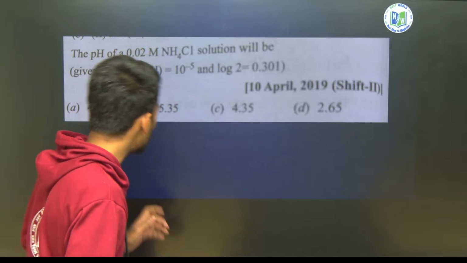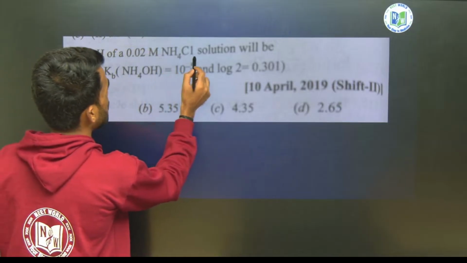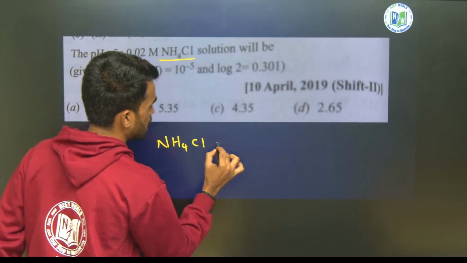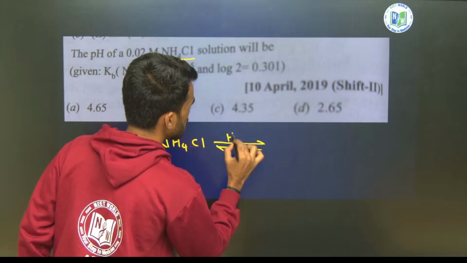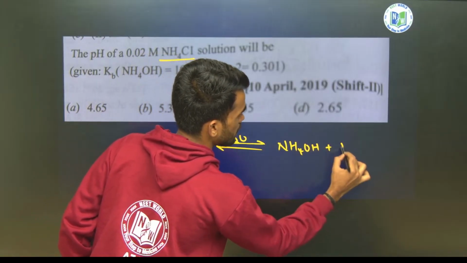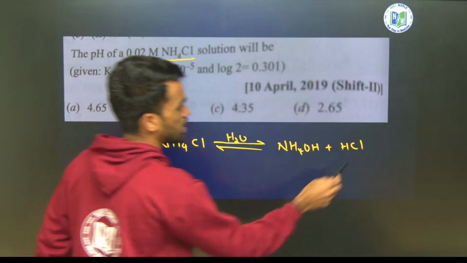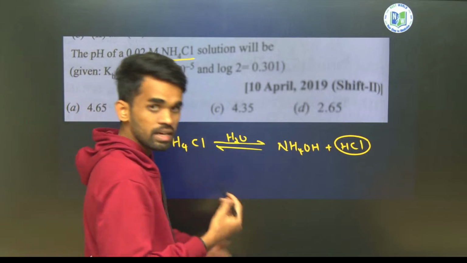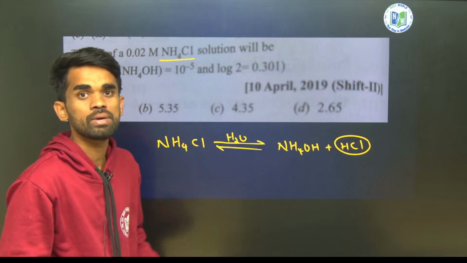Okay, so now look here. Whenever you hydrolyze this NH4Cl, what is the compound formed here? NH4Cl upon hydrolysis forms NH4OH plus HCl. Right, now it means we are getting a strong acid, therefore the resultant solution will be acidic.